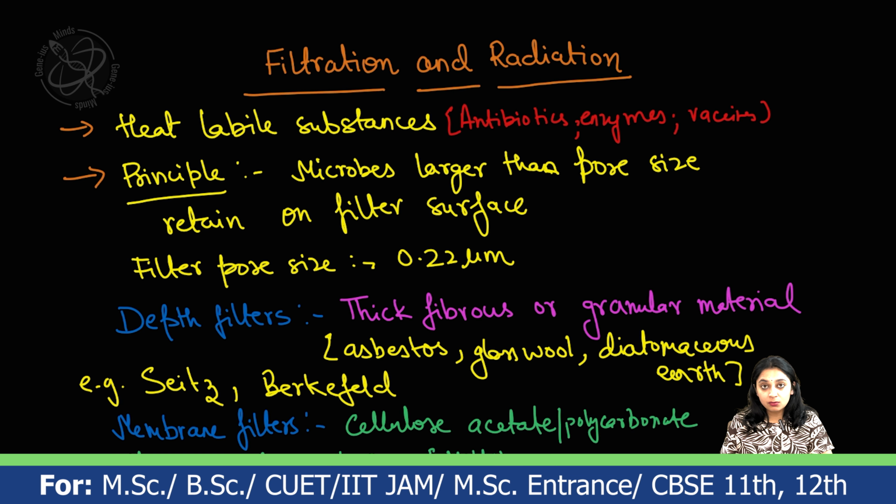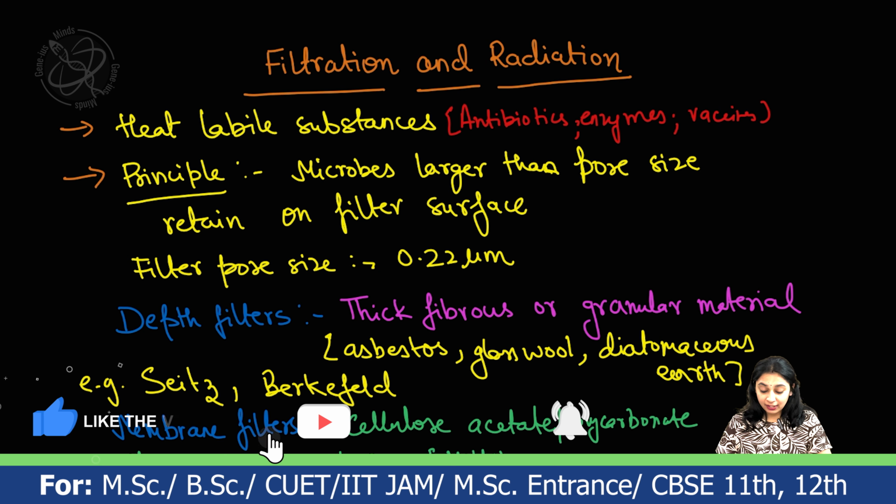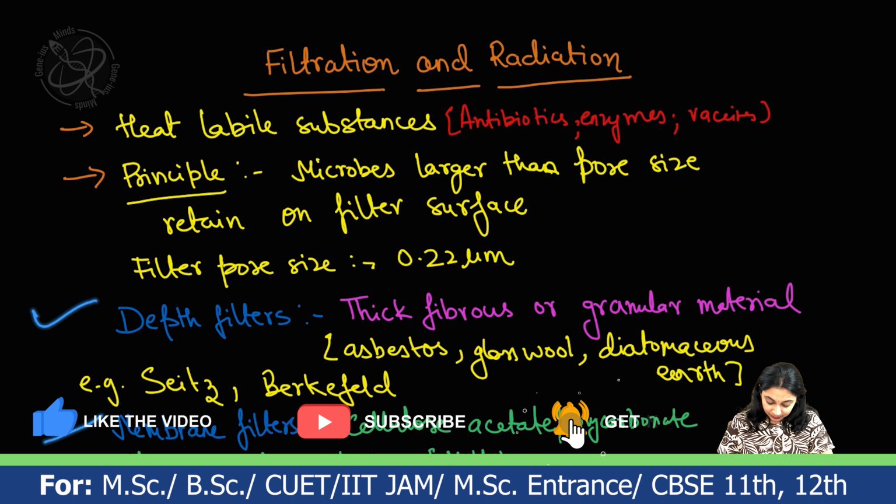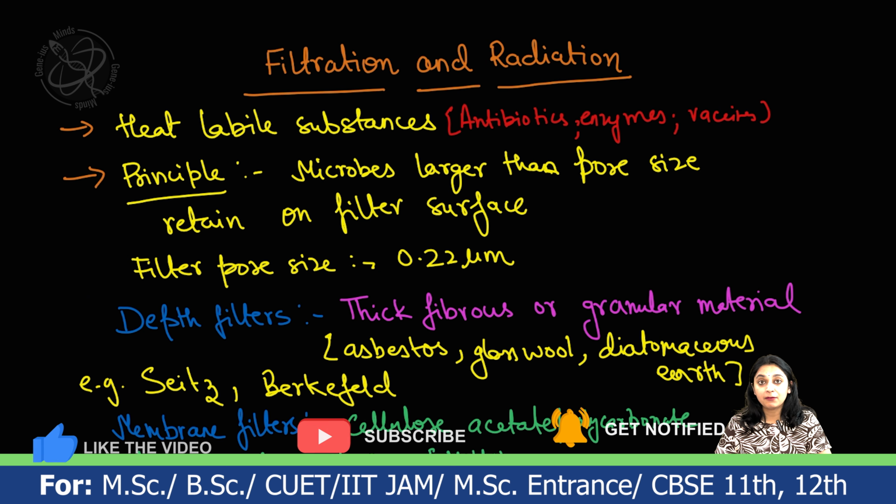Now, what should be the appropriate size for the filter? It is found that mostly the filter pore size is around 0.22 micrometers or microns. That is enough to remove the bacteria present, but not good for the removal of viruses. Based upon pore size and category, filters are divided into depth filter, membrane filter, and the third one is HEPA filter.